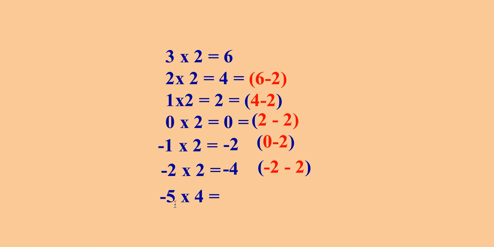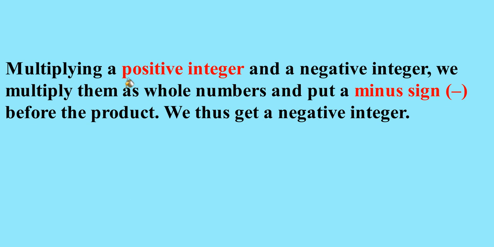Then what will be negative 5 into 4? You multiply 5 into 4. 5 into 4 is equal to 20. Then put a negative sign. So the answer is negative 20. That is multiplying a positive integer and a negative integer, we multiply them as whole numbers and put a minus sign before the product. Thus we get a negative integer.